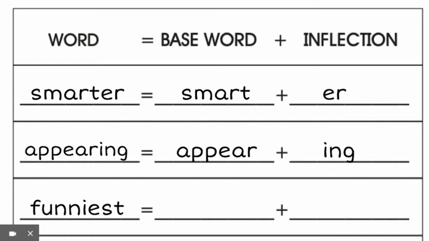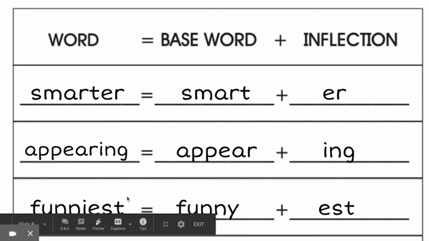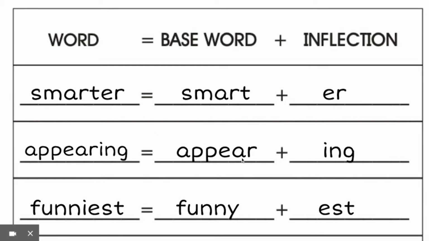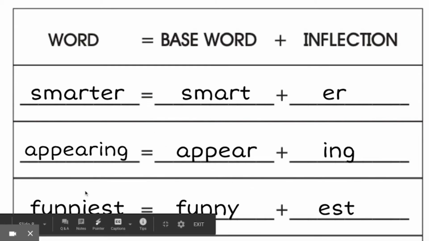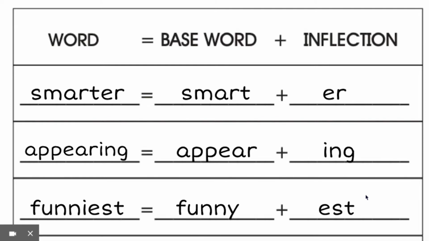All right, let's check. Did you say the base word was funny and the inflection was est? If you found those two parts and put them together, then you read the word funniest. This was a tricky word because the Y in funny changed to an I when we put the inflected ending on. Awesome job. This is a strategy that you can use to help you read longer words.